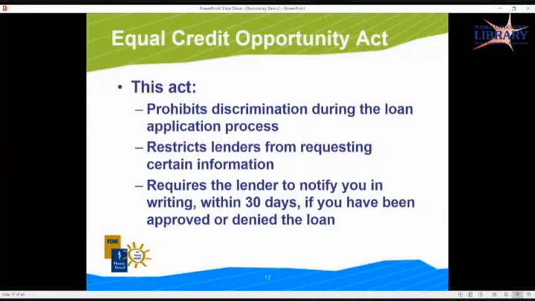Let's take a look at the Equal Credit Opportunity Act. This act prohibits discrimination during the loan application process, restricts the lenders from requesting certain information, and requires the lender to notify you in writing within 30 days if you have been approved or denied on the loan.